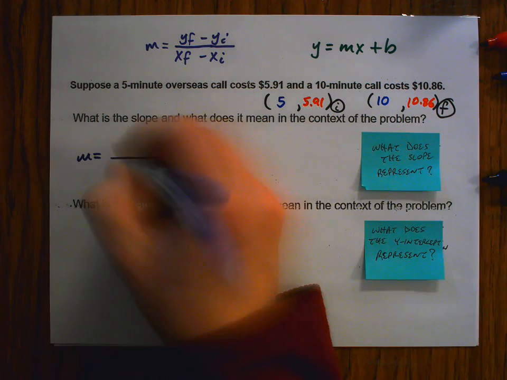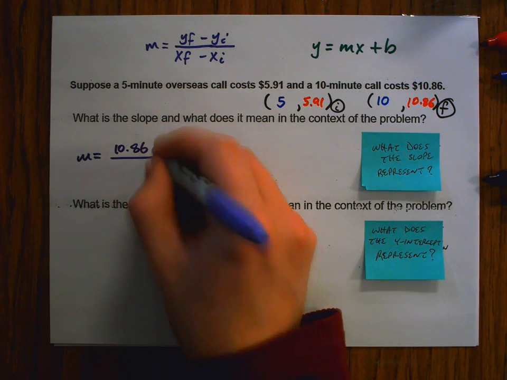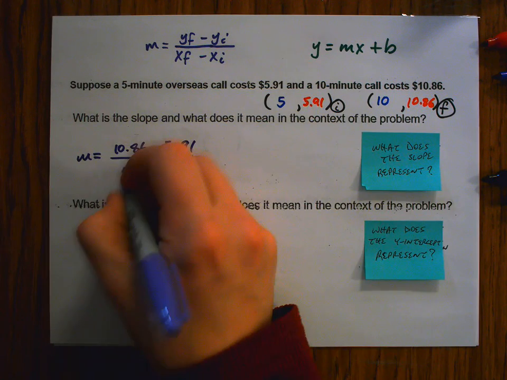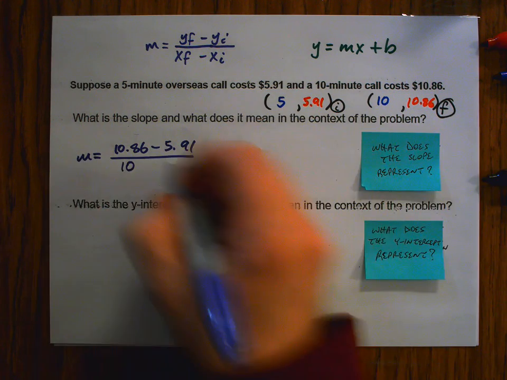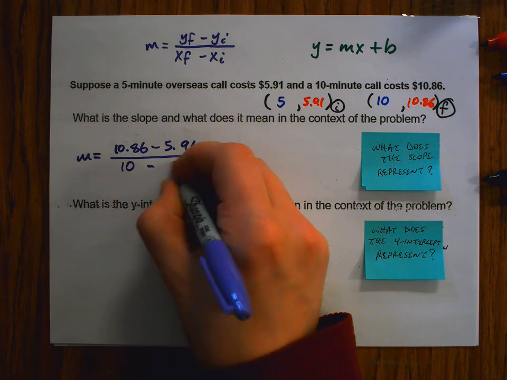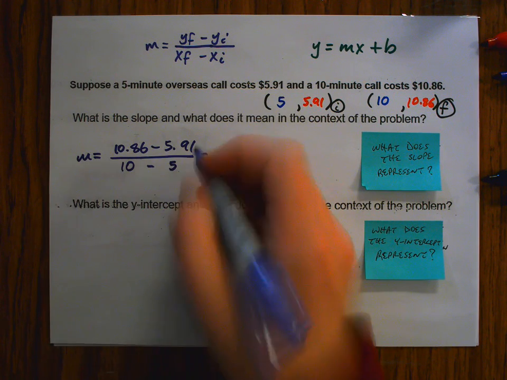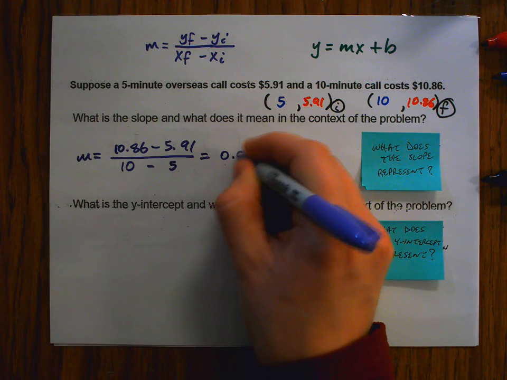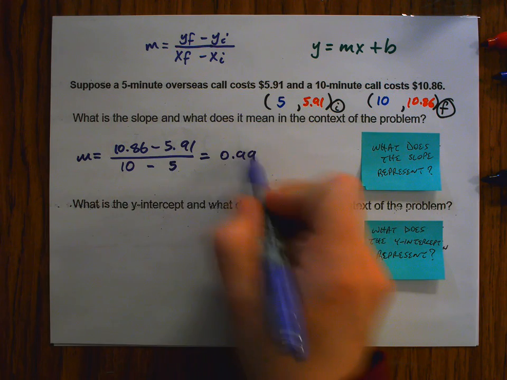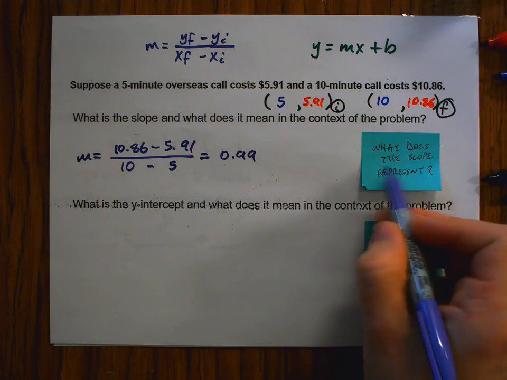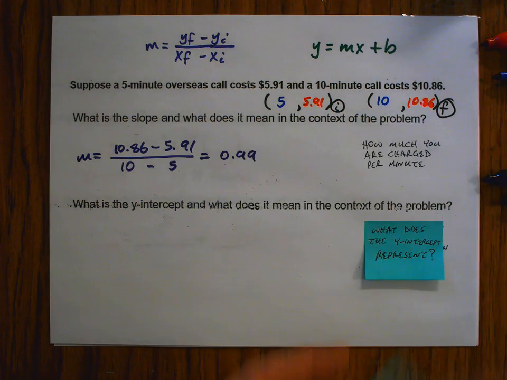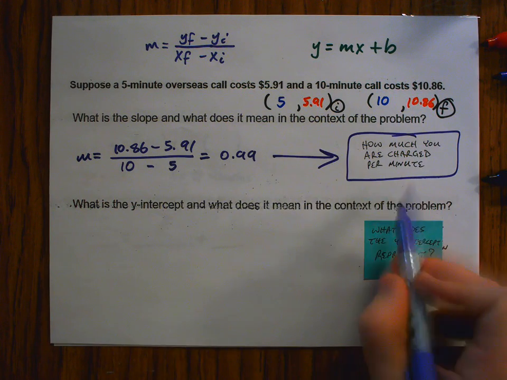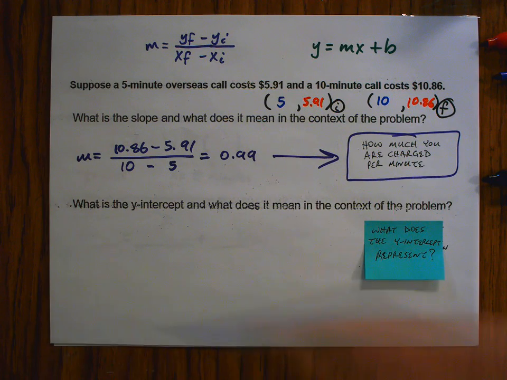Y final, 1086. Y initial, 591. X final, 10. X initial, 5. When you boil this down and put this all into your calculator, you're going to get 99 cents. This is your slope. What does the slope represent? The slope represents how much you are charged per minute. That's your rate. Now let's find the y-intercept.